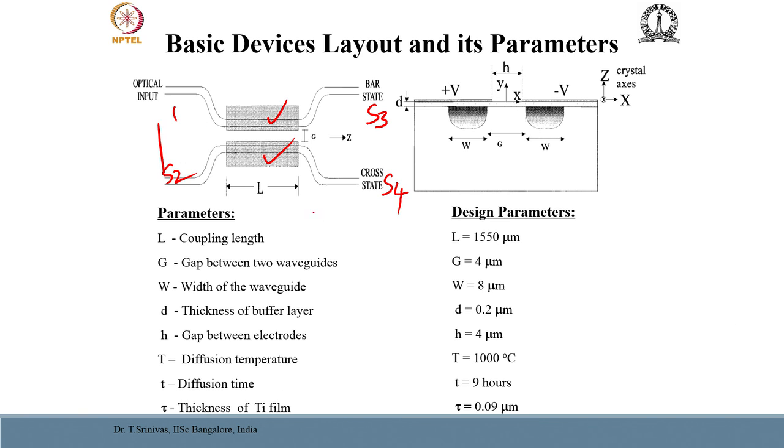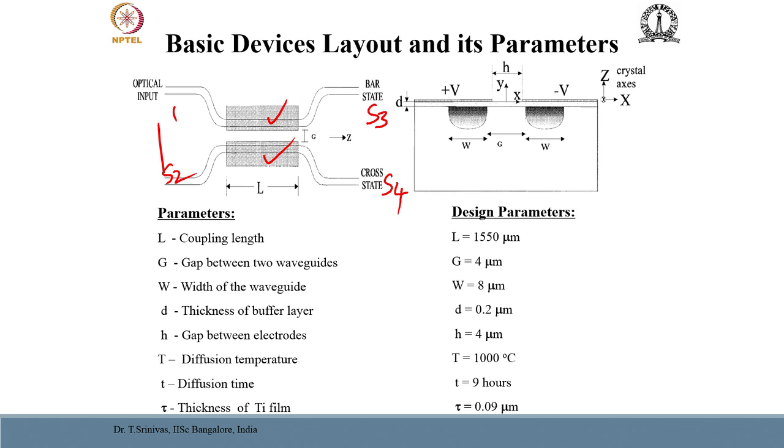And by applying voltages, we can effectively change the refractive index, so that the light from port 1 can go back to S3 and light from S2 can retrace back to S4. So, this is a basic function of an optical switch. When there is voltage, it is in the bar state. When there is no voltage on the electrodes, it can be in the crossover state.